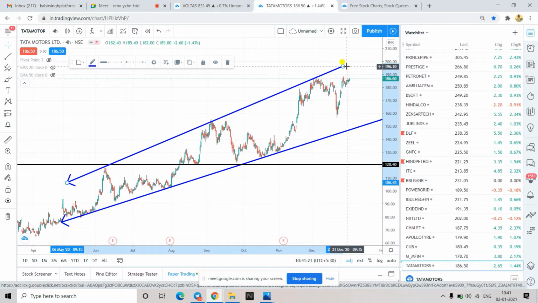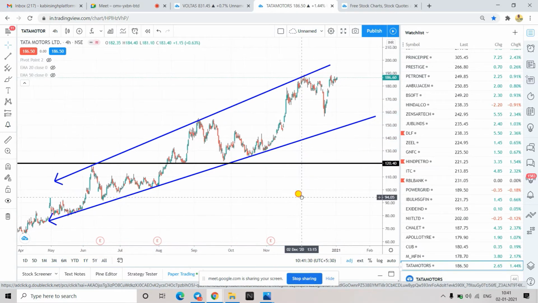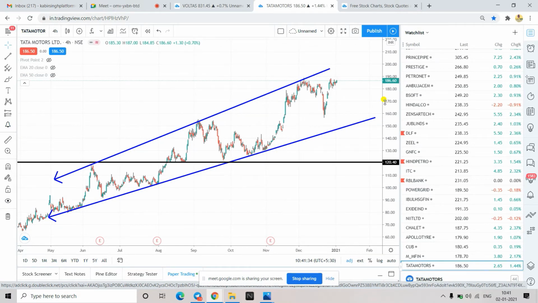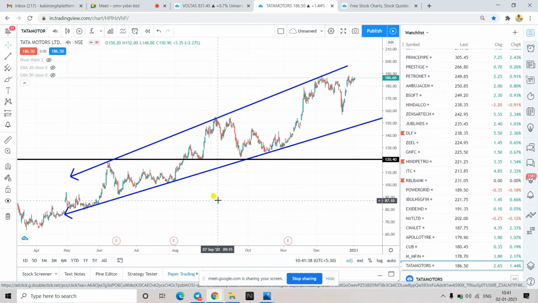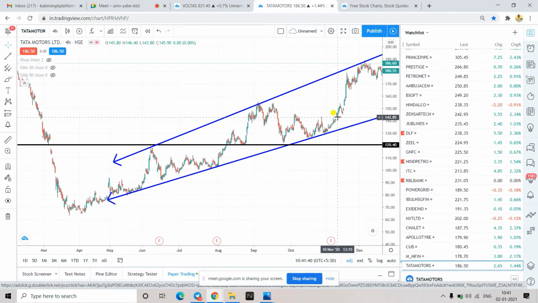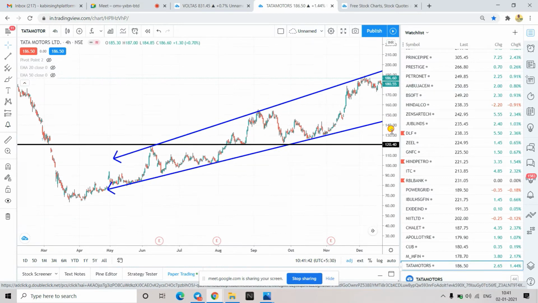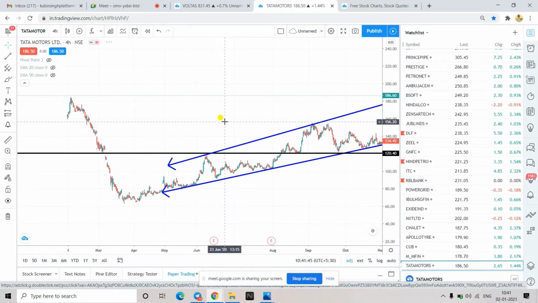Now you are seeing the price is again trying to approach. If it is rejecting with a good decisive candle, you can go short. Understanding, right? So this is how you will draw a trend line. This is a simple trend line which we have just seen.